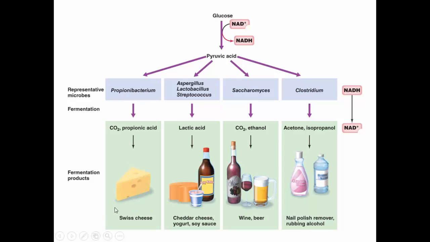Propionibacterium gives you Swiss cheese. Things like Aspergillus and Lactobacillus and Streptococcus can give you cheddar cheese and yogurt and soy sauce. The yeast Saccharomyces can give you carbon dioxide and ethanol. And Clostridium gives you acetone and isopropanol, rubbing alcohol. What happens as these products are made is we oxidize NADH back to NAD, and this is how we generate NAD to go back through respiration.